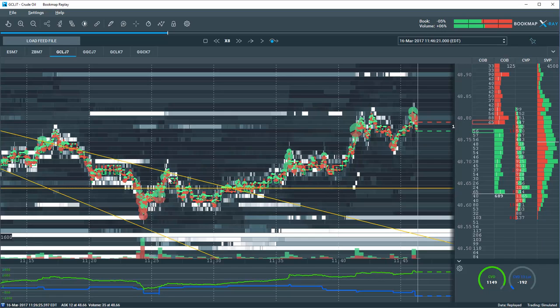This is pretty common during the rollover period, and we can see that all play out within Bookmap in the order flow. It gives us very nice clues to what's going on, so we don't get trapped on the wrong side.